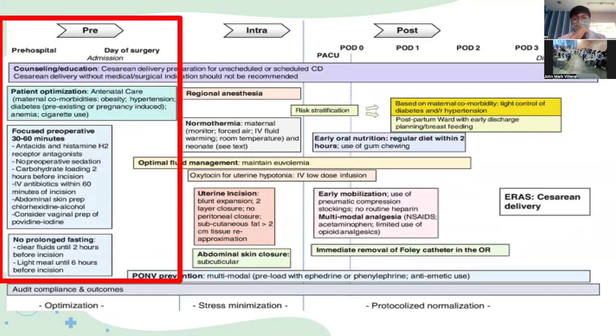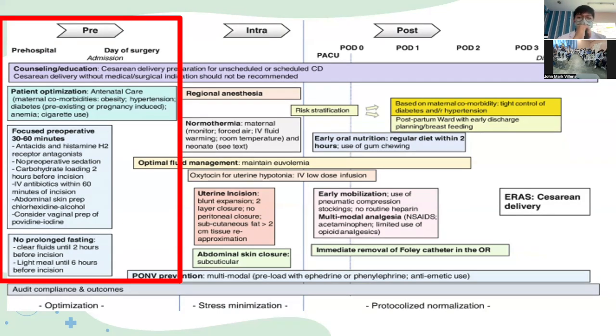So on the left, number 1 is the limited fasting intervals. This concludes that solids up to 8 hours before cesarean delivery and clear fluids up to 2 hours before cesarean delivery. This reduces the aspiration risk while limiting hypovolemia, metabolic stress, and psychosis. So according to the ASA guidelines, it states that 6 to 8 hours based on the type of food ingested, a light meal or milk may be ingested for up to 6 hours before elective procedures.